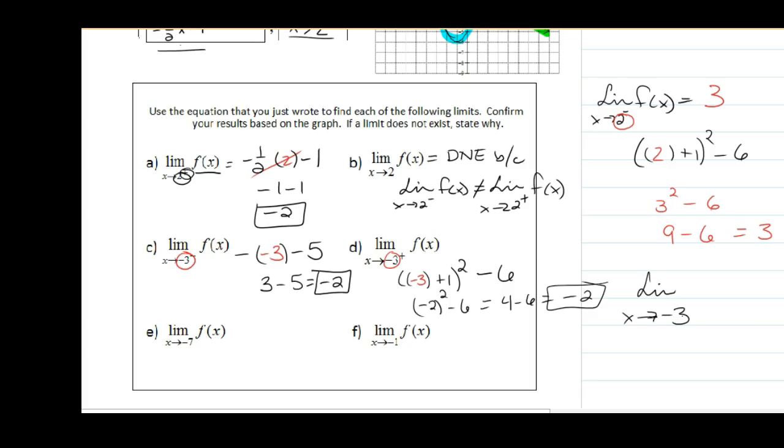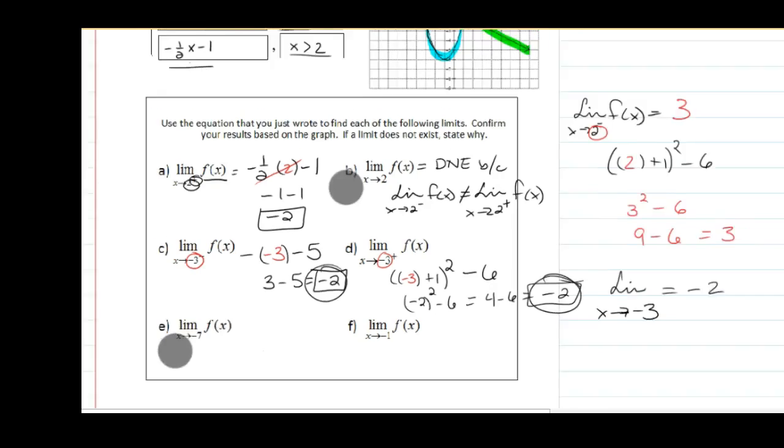What about the limit as x approaches -3? Well, I look at my left limit equaled -2. And I look at my right limit also equaled -2. Therefore, my two-sided limit also equals -2 because they equal each other and they equal a real value.